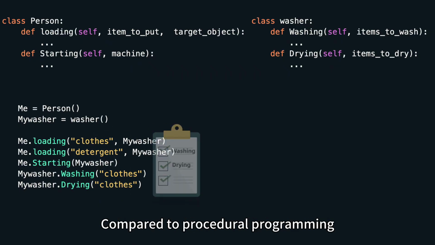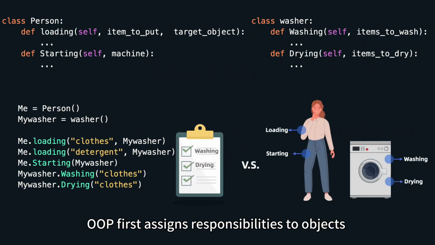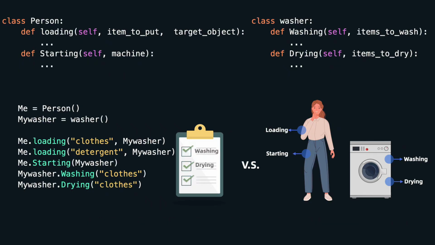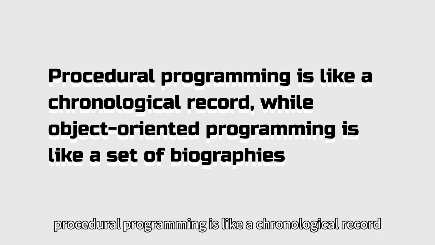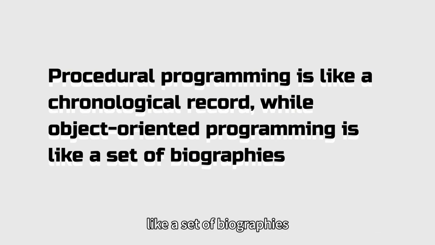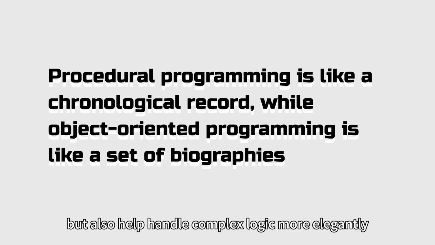methods. Compared to procedural programming, which focuses directly on execution steps, OOP first assigns responsibilities to objects and then describes how those objects interact. As one popular analogy puts it, procedural programming is like a chronological record, while object-oriented programming is like a set of biographies. Objects not only bundle related attributes and methods together, but also help handle complex logic more elegantly.